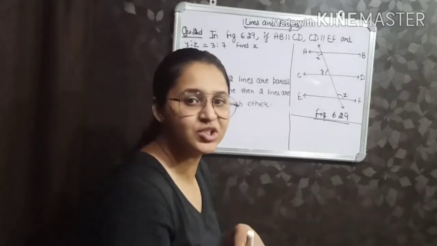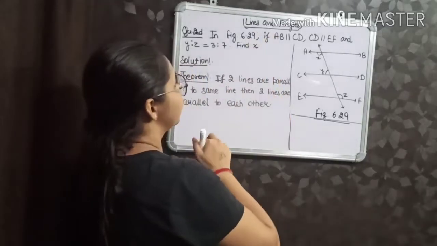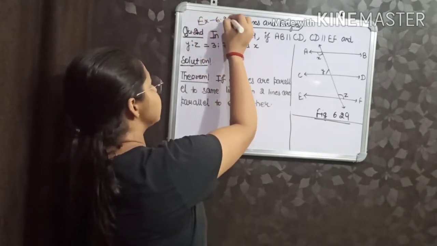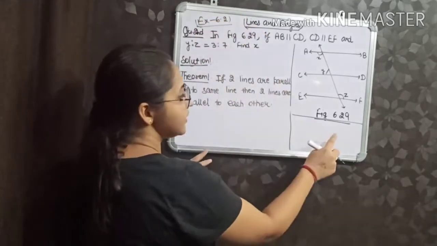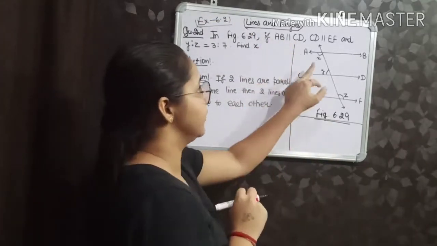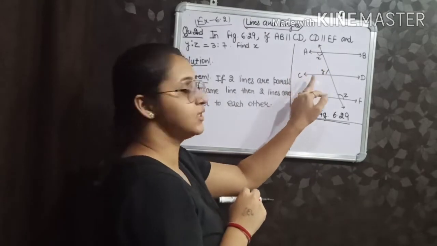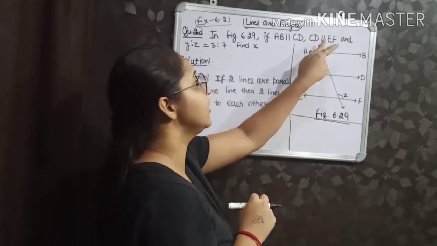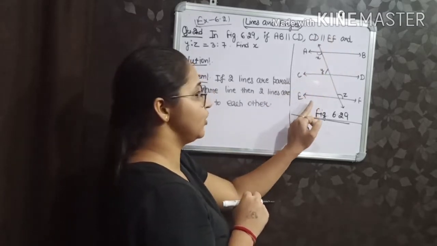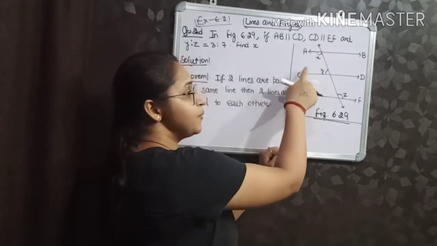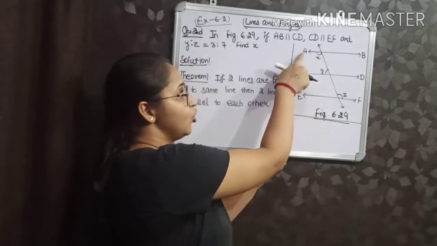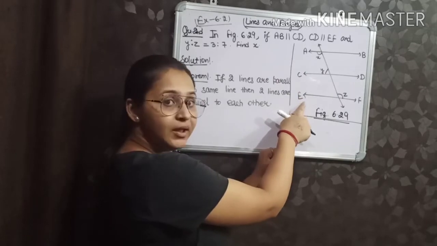Let's discuss question number 2 of exercise 6.2. Question number 2 is in figure 6.29. If AB is parallel to CD, it is line AB and it is CD. These two lines are parallel to each other. CD and EF, these are parallel. CD is parallel to EF. Note that AB is parallel to CD and CD is parallel to EF. There is no relation given between AB and EF.